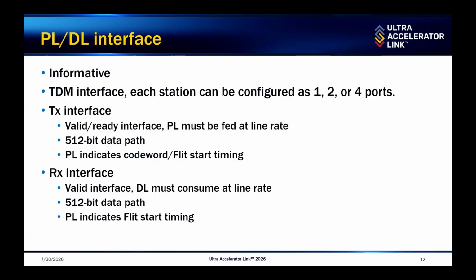On the RX side, a similar interface. It's just a valid interface. The DL must consume at line rate. And I think if I recall, there is a ready signal there as well, but it always has to be ready to consume the data. Again, same data path width of 512. And the physical layer indicates the flit start timing, so the DL knows how to demarcate one DL flit from the next. And there's a few other details in the spec, but I'm not going to go into all that detail here.